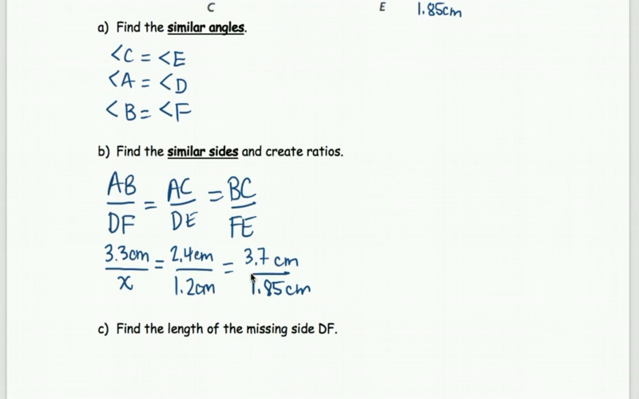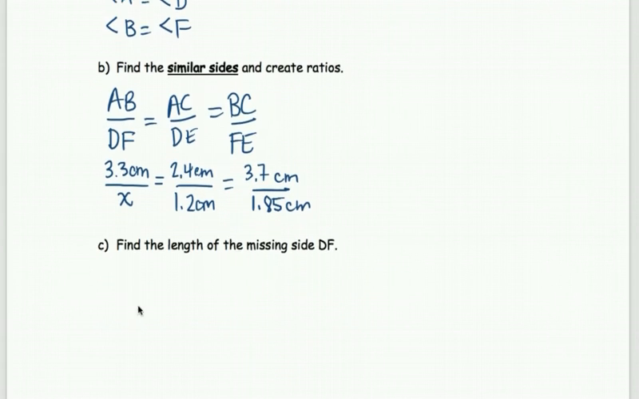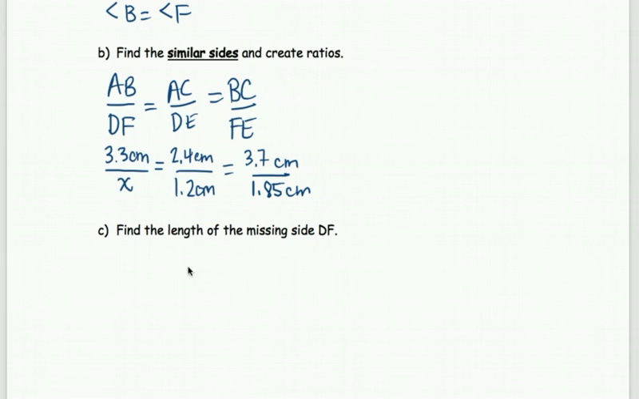So we're going to look at comparing the pairs that we do know, like the AC to DE, or the BC to FE. We should be able to figure out what the relationship is here so we can figure out the last side that's missing, okay? So let's do that now. If you wanted to look at just this one here, so 3.3 and 2.4, we can do that, okay?